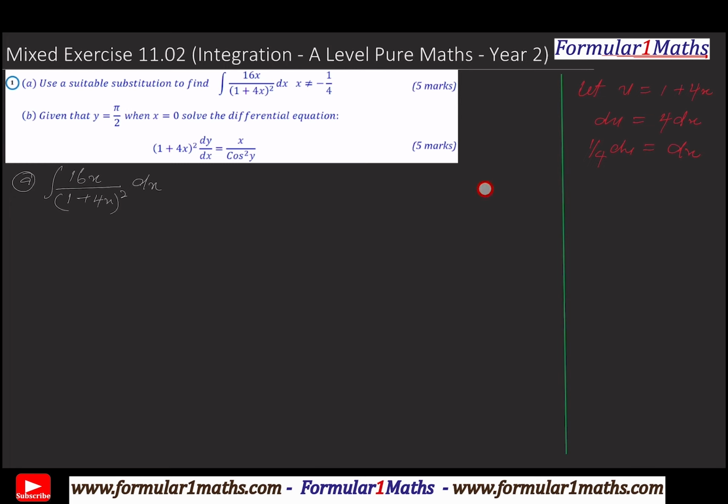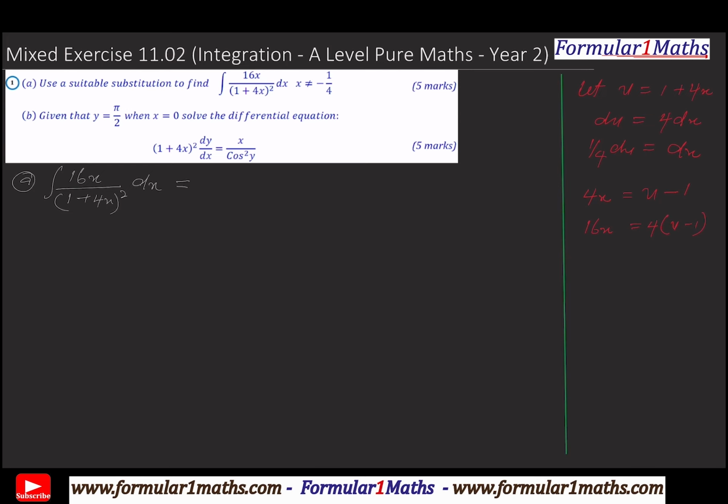But we also have to substitute for the 16x. So I'll make 4x the subject in this equation, and I'm going to get 4x is equal to u minus 1. The substitution for 16x will be much easier if I multiply 4x by 4 to get 16x. So I have to multiply both sides of this equation by 4. So I'm going to get 16x on the left-hand side and then 4 brackets u minus 1 on the right-hand side. So we can go ahead now and do our substitution, and we're going to get the following.